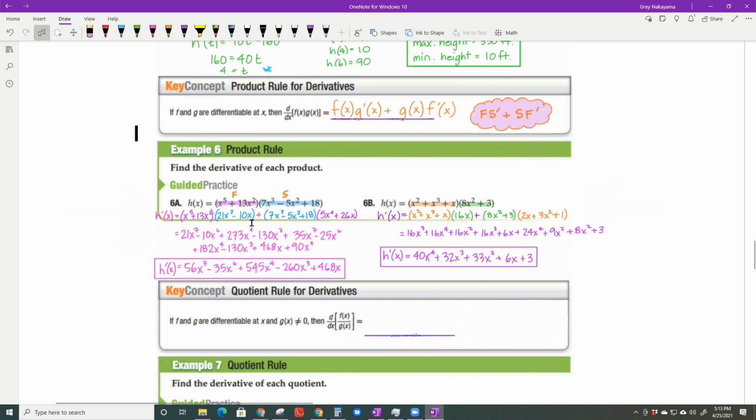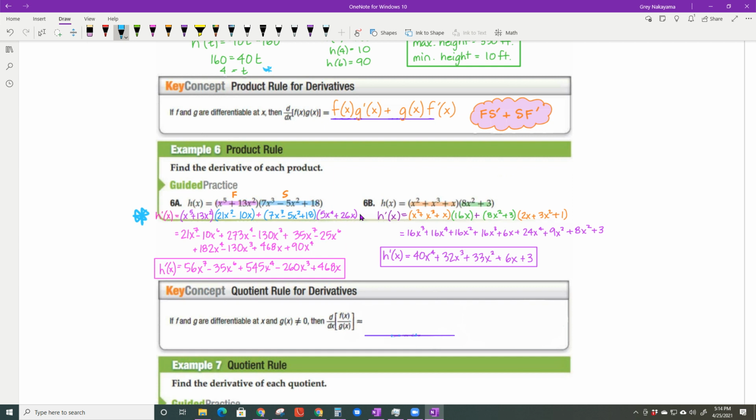So how did I get 21x squared? 3 times 7 and then lowered the exponent. 2 times 5 and lowered the exponent. That doesn't have an x, so it's gone. So this is first times the derivative of the second plus the second times the derivative of the first. And in Delta Math, when you do the product rule, I think he only makes you do these 2 steps right here. So I think I just erased it.